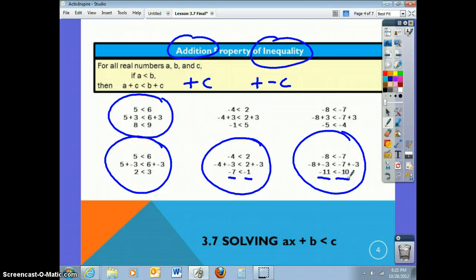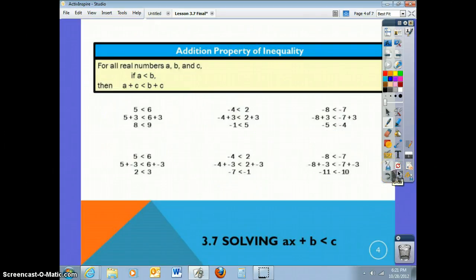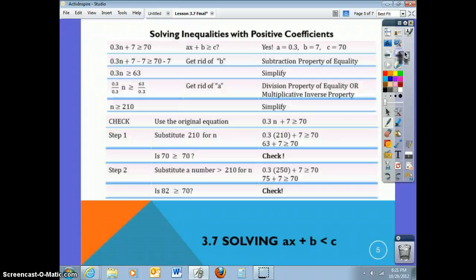So even though the property of inequality looks like it's only talking about adding a positive to both sides, truly, it's also adding a negative to both sides.